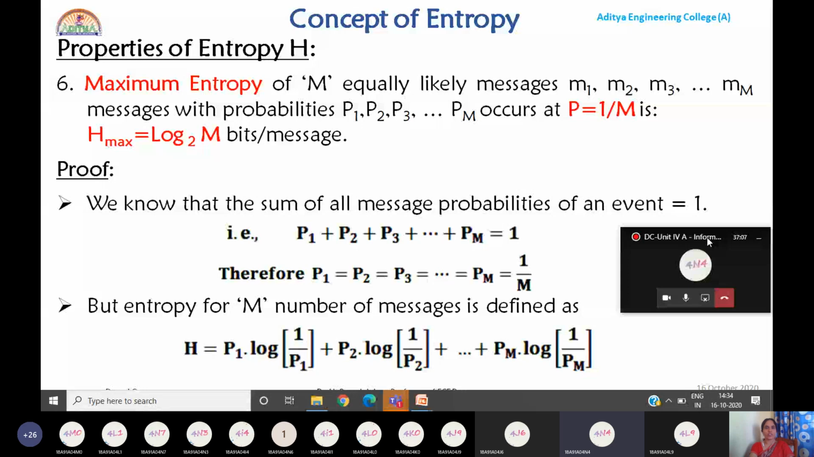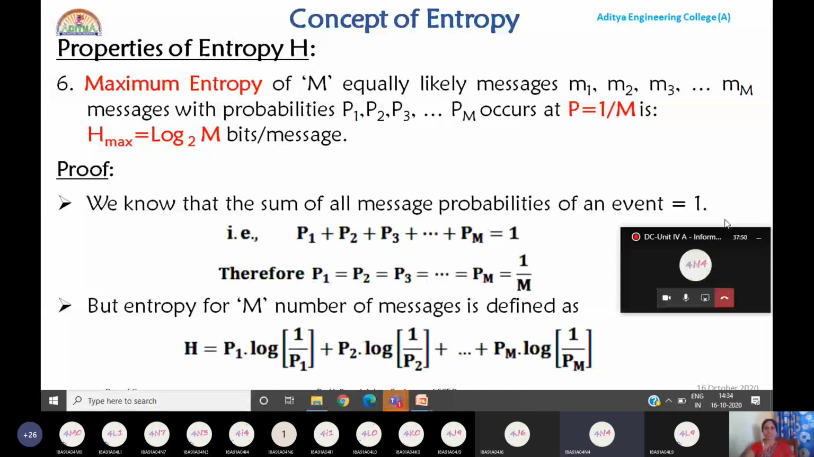Explain the proof. We know the sum of all probabilities of an event is 1. So p1 plus p2 and so on up to pm is 1. Because of equal probabilities, p1 equals p2 equals p3 and so on up to pm equals 1 by m. But we know that entropy equals summation j equals 1 to m of pj log of 1 by pj. Here j ranges from 1 to m. So H equals p1 log 1 by p1 plus p2 log 1 by p2 and so on plus pm log 1 by pm.